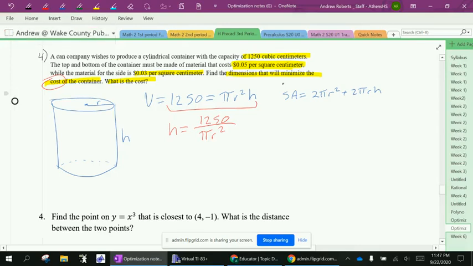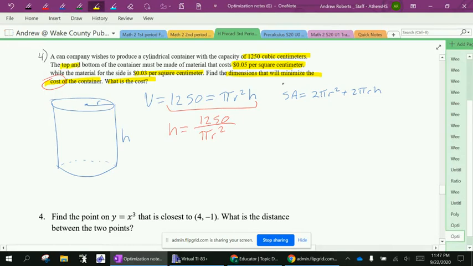Now that we have the surface area formula or equation, we have to remember that the top and bottom are 5 cents per square centimeter. So I'm going to multiply this by 5, and then it says 3 cents for the side material, so multiply that by 3. Now, this will give me my answer in cents, not in dollars. So once I find it, I have to divide by 100 to get my dollar value.